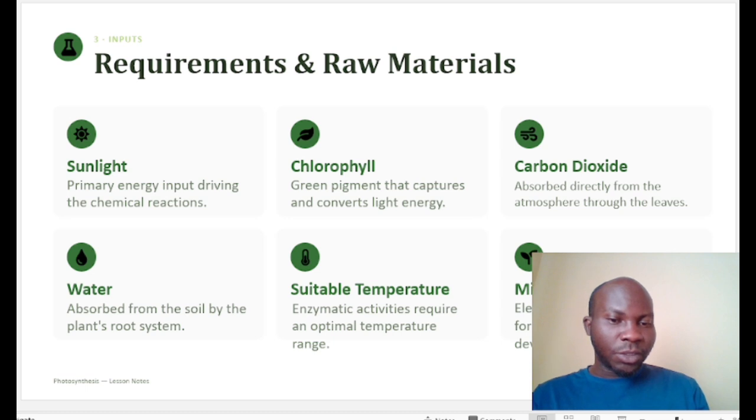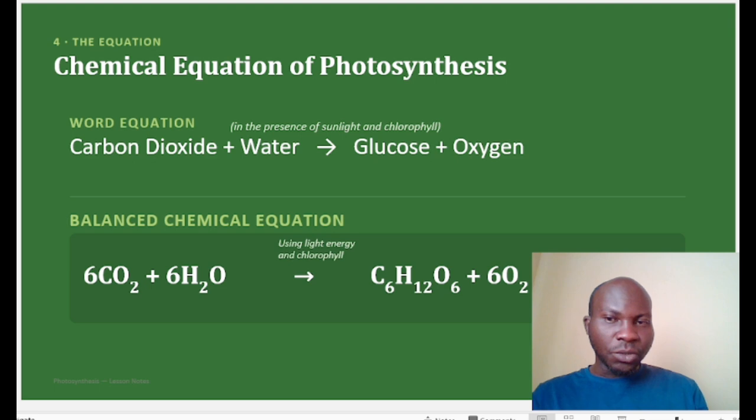Number five is suitable temperature, where when the temperature is right, the plant will grow in normal conditions. The optimum temperature for enzymatic activity is 37 degrees Celsius. And the last condition, or the last raw material, is what we call mineral nutrients, where the minerals are absorbed from the soil, dissolved in water.